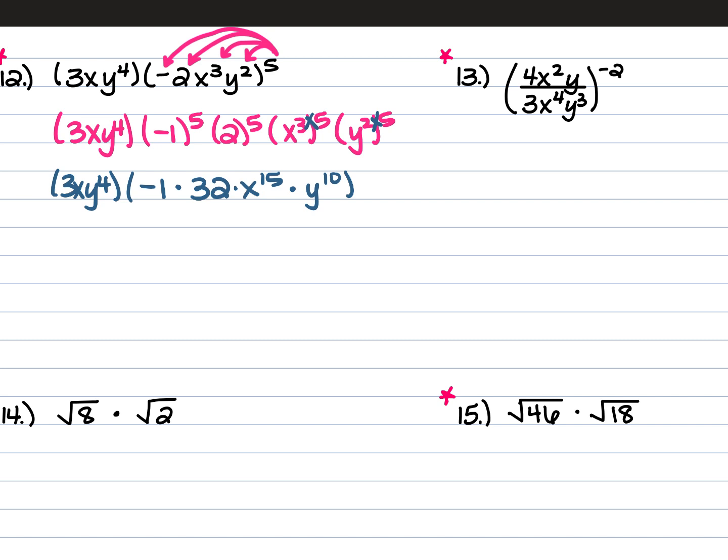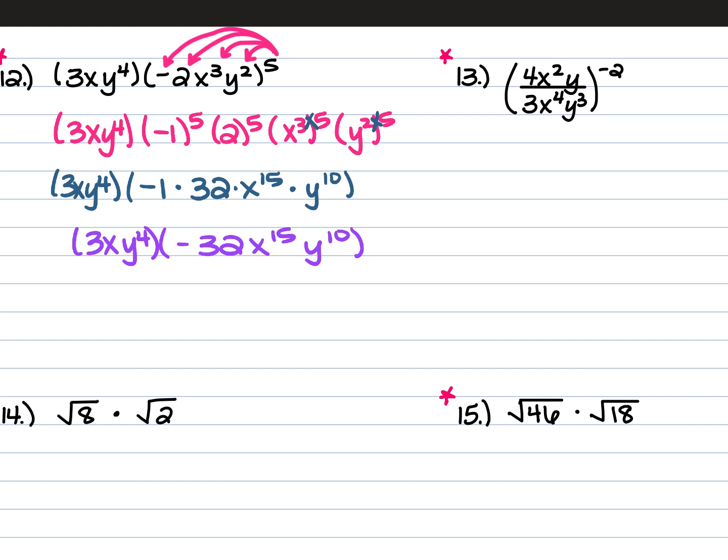You are going to multiply 3xy to the 4th power by negative 32, x to the 15th power, y to the 10th power. Now in this part, you are multiplying two bases that are the same with your x and your x to the 15th power, your y to the 4th power and your y to the 10th power. So you're going to have to add their powers. Your rule when you're multiplying is if the base is the same, add the powers, keep the base. If it's a power to a power, keep the base, multiply your powers.